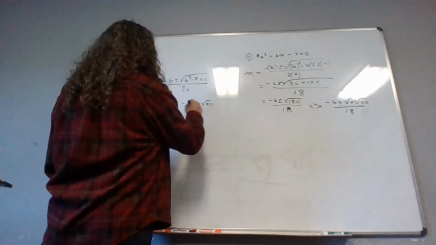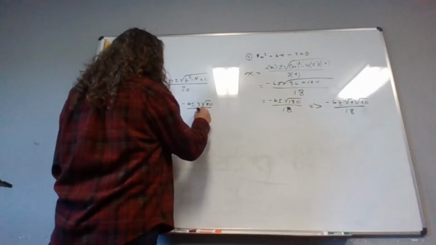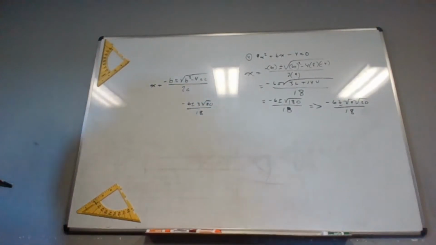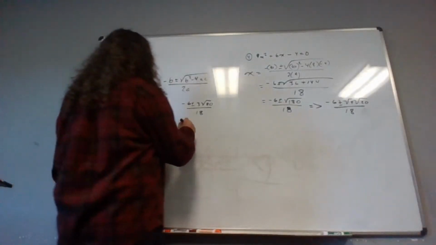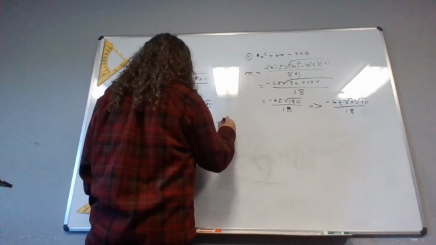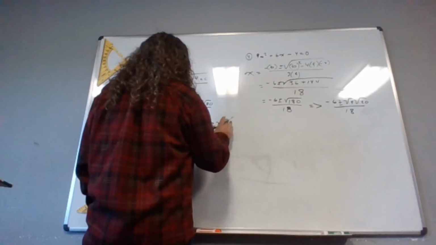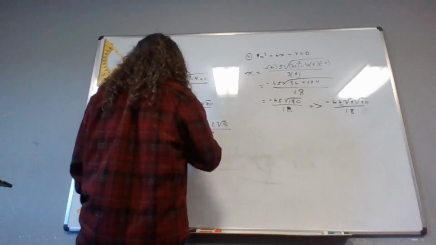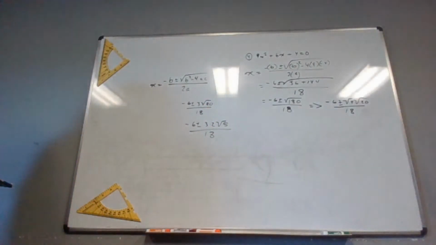Can the square root of 20 be reduced anymore? Yes. Well, a perfect square goes into it. 4. Yay! I don't know, right? Now what? Multiply 3 times 2.